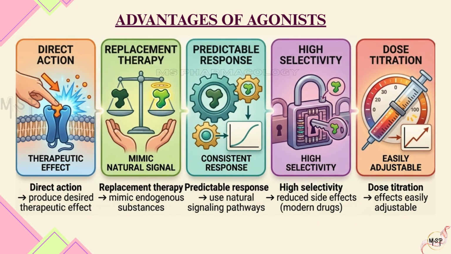Like any pharmacological tool, agonists have both strengths and limitations. Advantages: directly produce the desired therapeutic effect, ideal for replacement therapy, mimicking what the body is missing, predictable, since they use the body's own signaling pathways. Modern agonists can be highly selective, minimizing side effects, and effects are often titratable, easily adjusted by changing the dose.